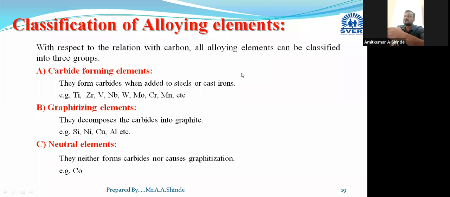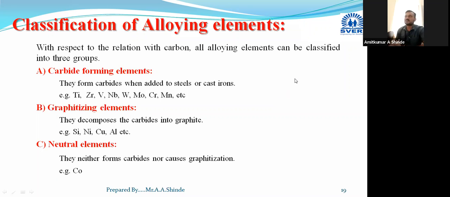In this sequence you have to go: first write the composition, then properties and applications. Try to remember this sequence only. If you know the composition, you can decide their properties and general characteristics, and depending on their properties, you can identify their applications. Now, in today's session, we are going to move to the next part, the classification of the alloying elements.